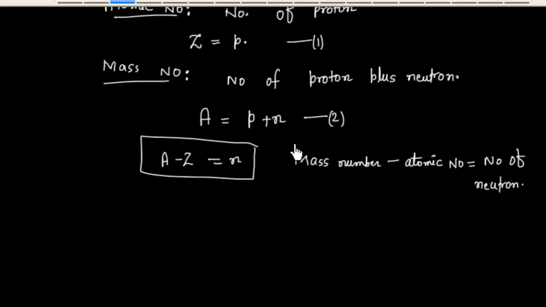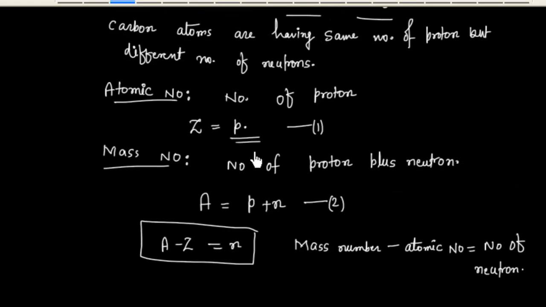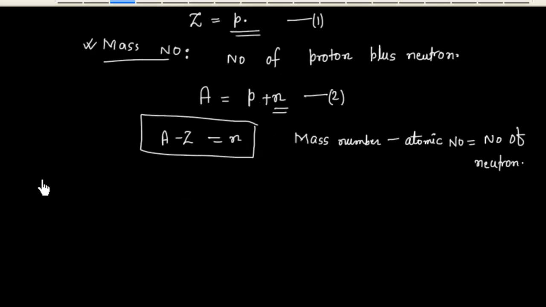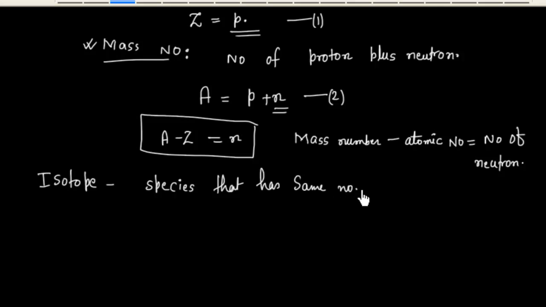Now we define isotope as that which has the same number of proton but different number of neutron. This means isotopes are species that have the same atomic number but different mass number. So what is isotope? A species or atom that has the same number of proton but different number of neutron.